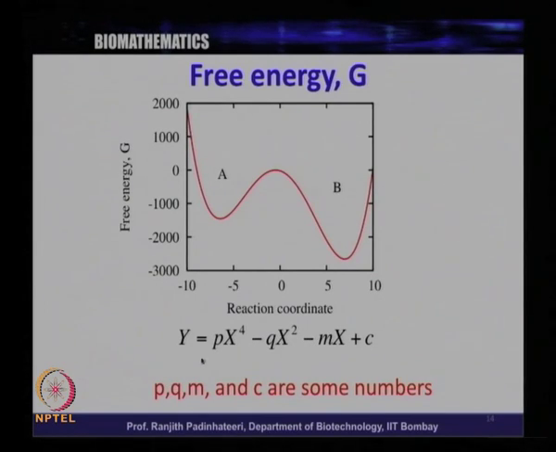So, take these different numbers for p, q, m and c and try plotting this, and you should be getting this kind of a curve for some values of p, q, m and c. What we should learn from this is that another curve in free energy, called free energy, that we see in thermodynamics and in biology can be obtained as a combination of x power 4, x square, x, etc. So, again, a combination of these functions can give you another curve that you are familiar with.